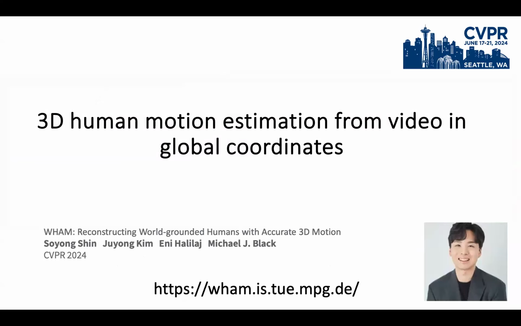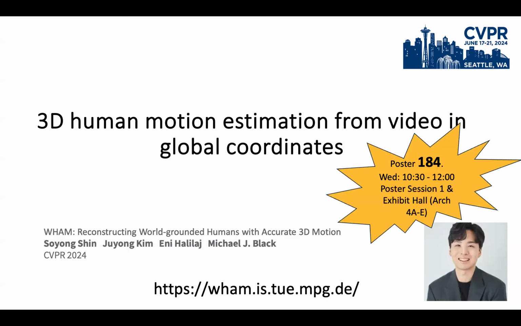But coming back to cameras and coordinate systems, it's really important if you want to interact with a 3D human. If you want to have a robot that's interacting with a person, an agent being perceived, then you have to be able to estimate the person in a world coordinate system. So I'll tell you about this paper, poster 184, Wednesday morning. I think I kept saying tomorrow morning. It's Wednesday morning.